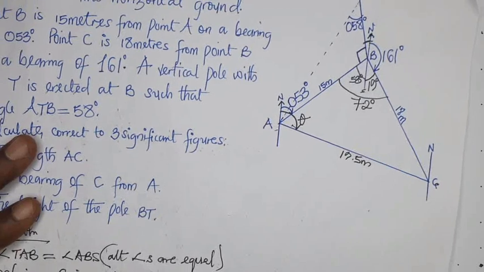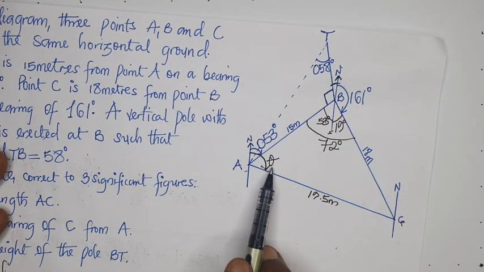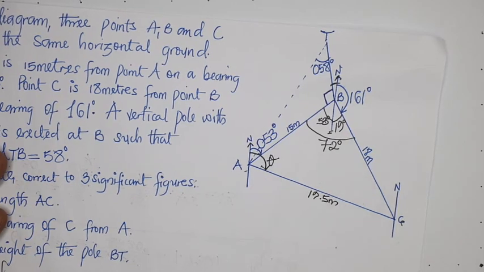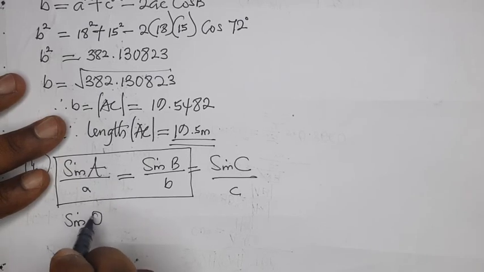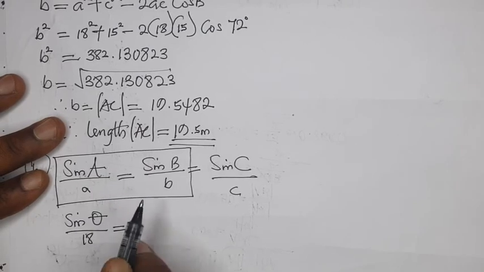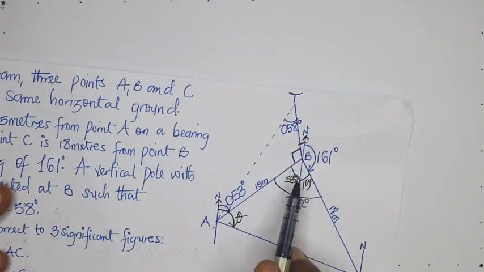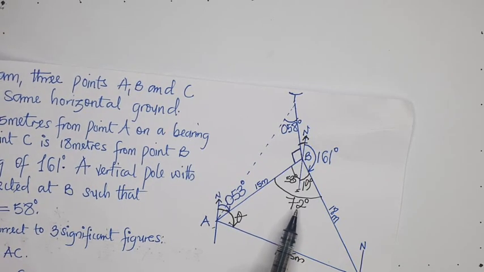So if we go back to our diagram, our sine A is theta. We just assumed theta for it. But the opposite is 18. So I'm going to fill it in right away. I'll just write sine A is the same thing as sine theta all over 18 is equal to, what's sine B? Our B angle is 72 degrees. So sine B will be sine 72, and the small b, which is the measurement AC, is 19.5.